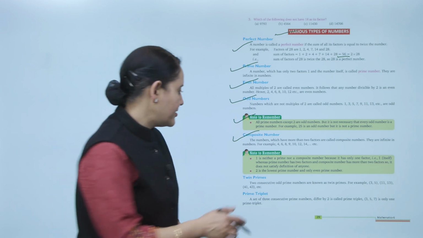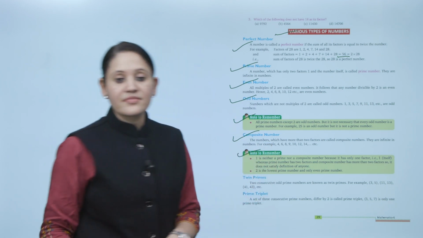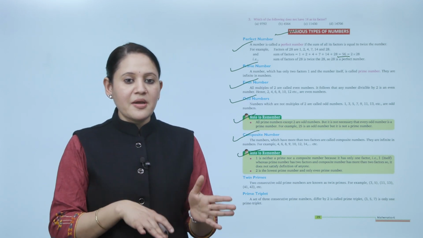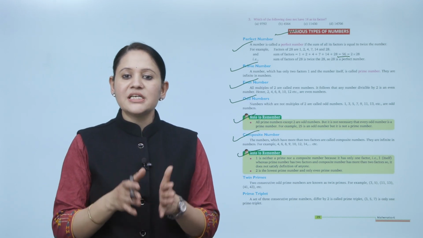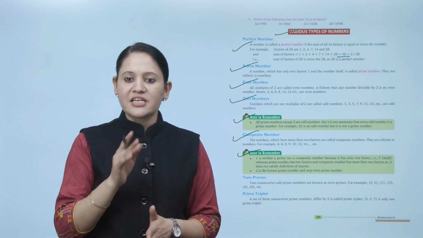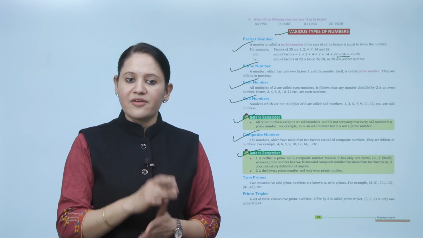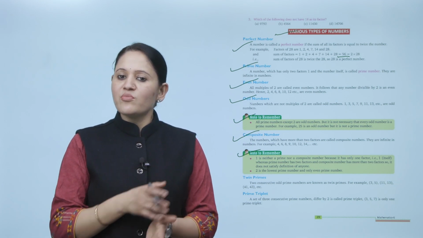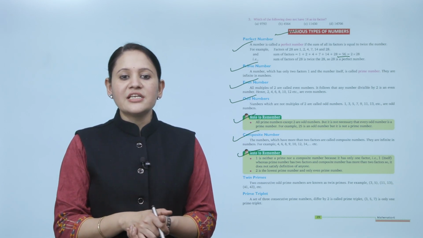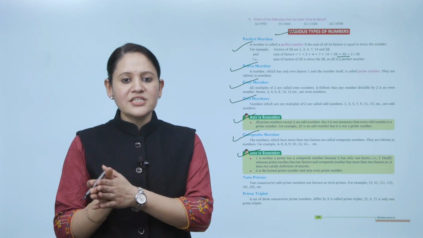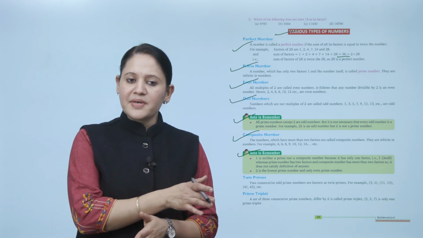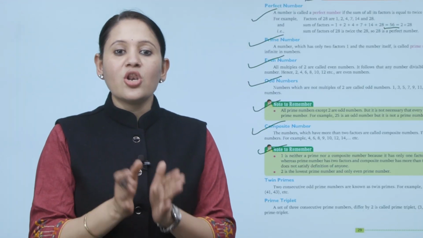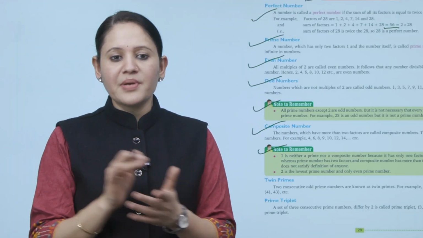Next, note to remember. 1 is neither a prime nor a composite number. 1 ना तो prime number है ना ही composite number, because it has only one factor, that is 1, that is the number itself. Whereas prime numbers have 2 factors and composite numbers have more than 2 factors. So it does not satisfy the definition of anyone. ना तो ये prime number की definition को satisfy करता है ना ही composite number की. 2 is the lowest prime number and the only even prime number.